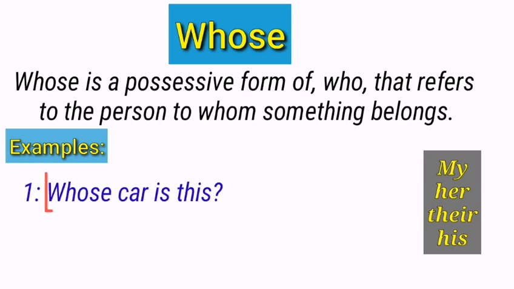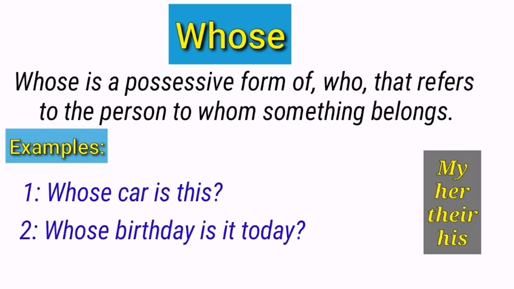Look at this example. The word whose is here the possessive form of who, because it shows ownership or possession. So, that is why it is just a possessive form which shows a possession. It asks who is that person who owns the car. The next example is, whose birthday is it today? Again, the word whose is a possessive form of who, because it shows a possession or ownership. It asks a question that whose birthday it is.